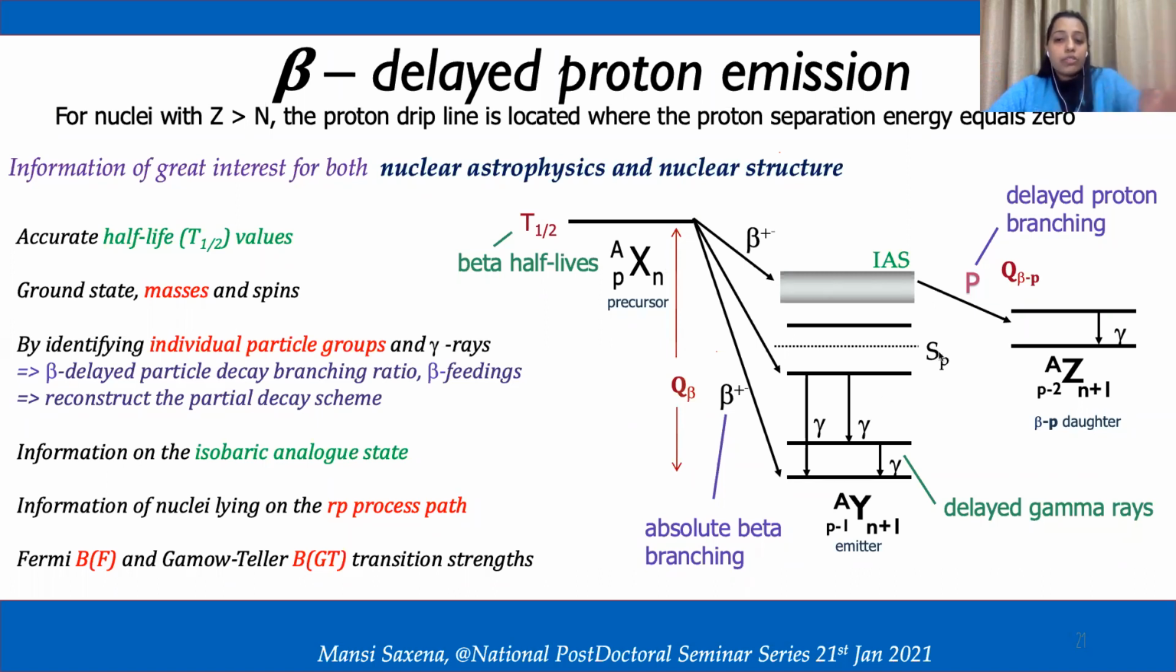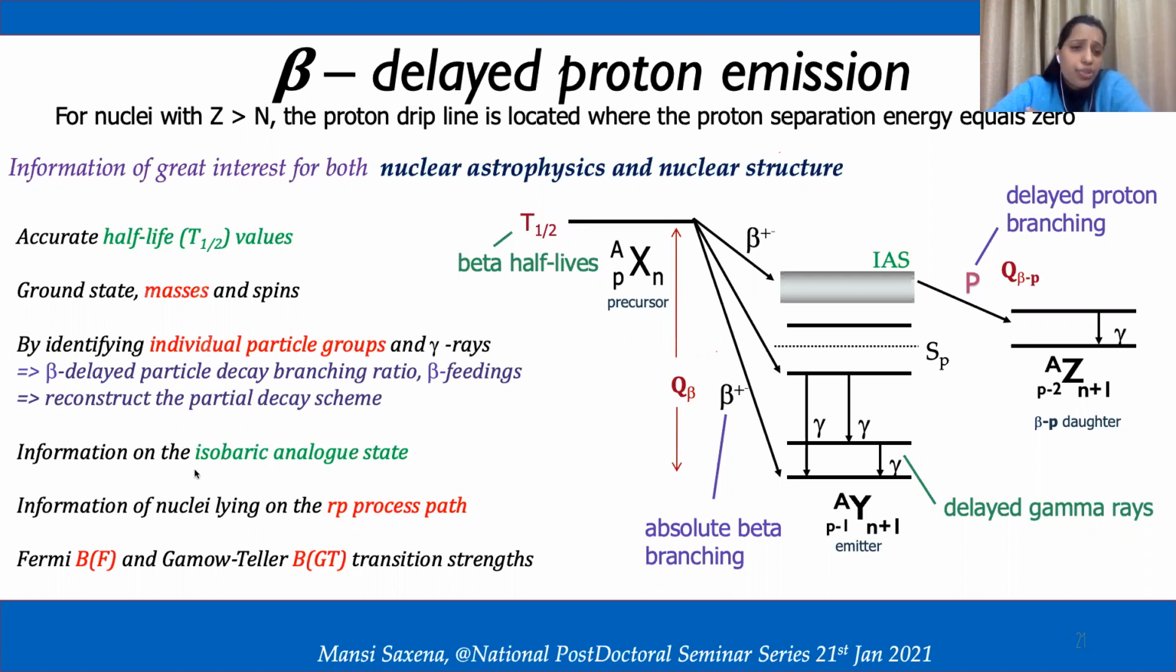Using these beta decay spectroscopy experiments, we can obtain information of great interest to both nuclear structure and nuclear astrophysics. Highlighted here are some of the information we can extract from such experiments. Of course, we can have accurate values of half-lives. We can have information on ground state masses and spins. If we can identify individual particle groups and gamma rays, we can have information about the particle decay branching ratio and beta feedings. Using these, we can go ahead and reconstruct the partial decay scheme.